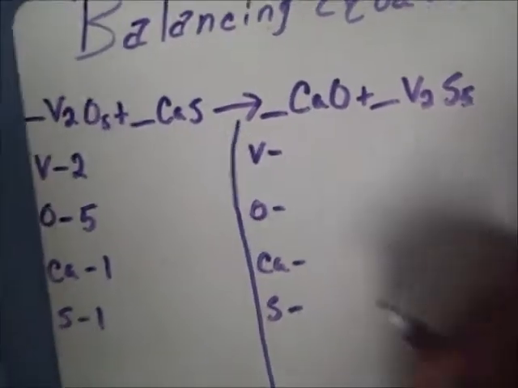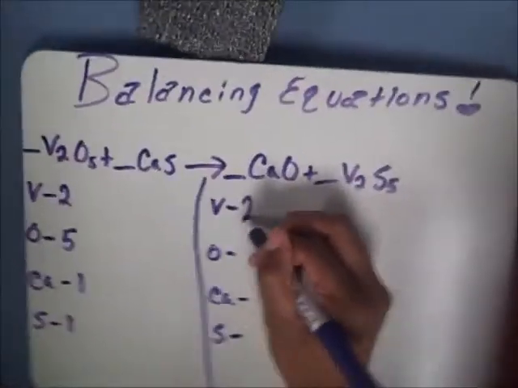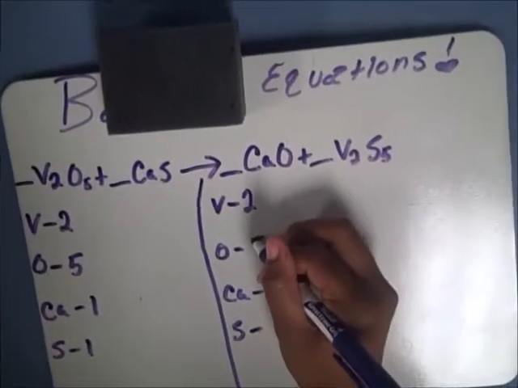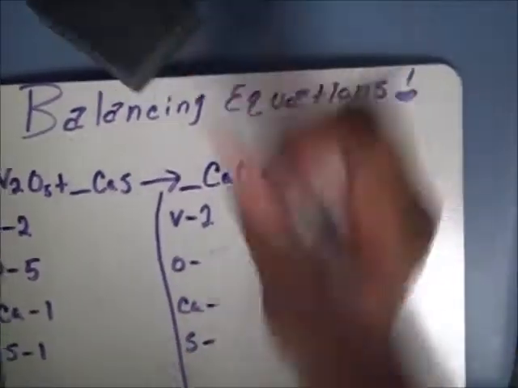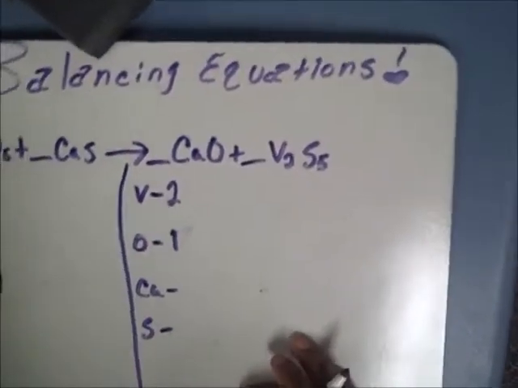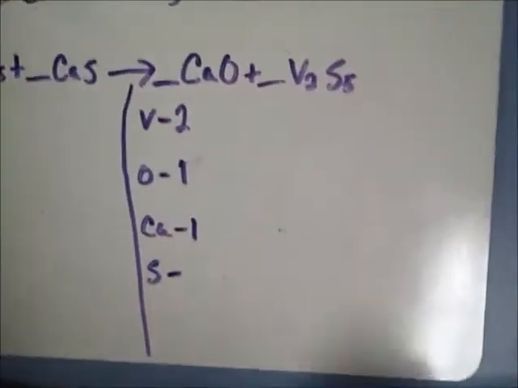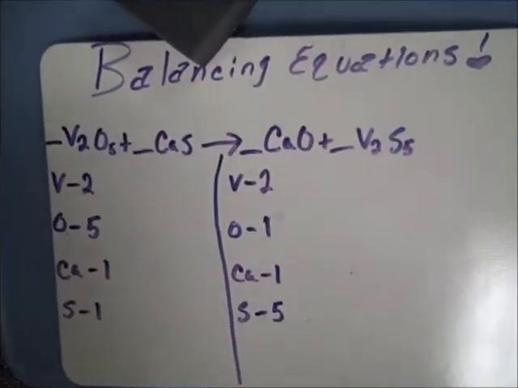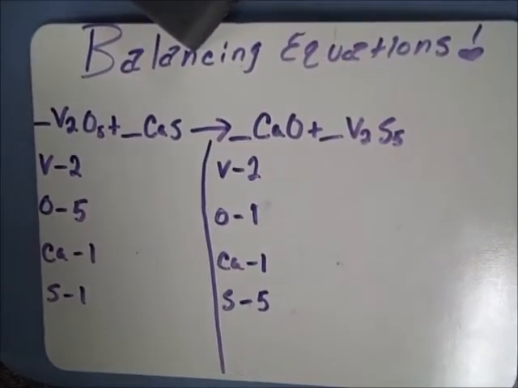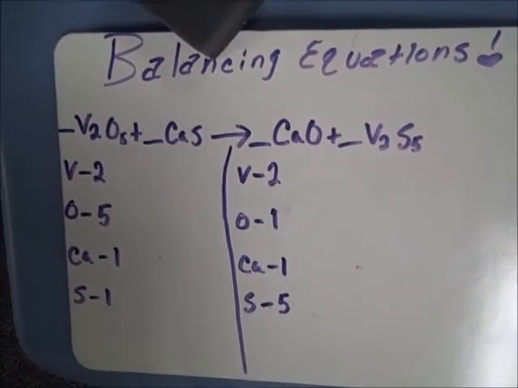Then you're going to come over here and write the same thing. You got 2 V's on this side, 1 O, my bad, 1 O on this side, 1 Ca on this side, and we got 5 S's. Alright, now we have to see what we need to balance out. Your V's look like they balanced, but your O's are not balanced.